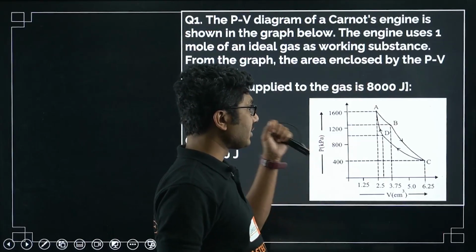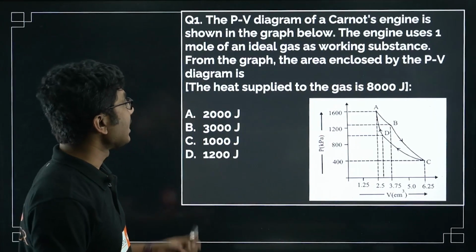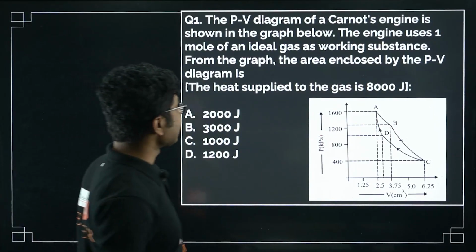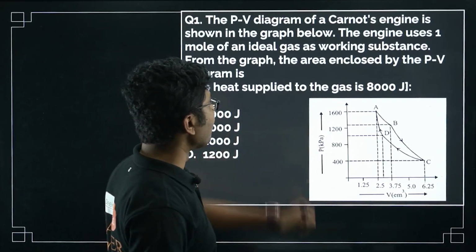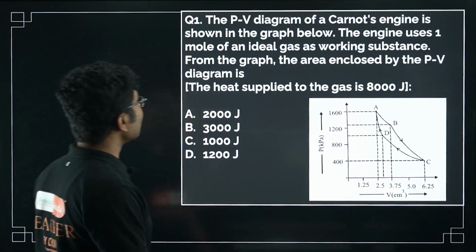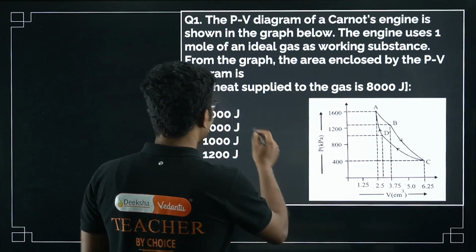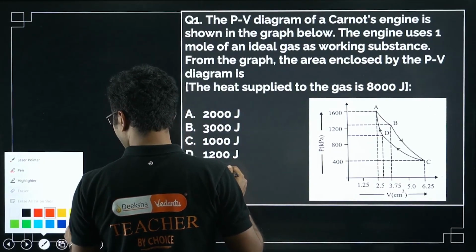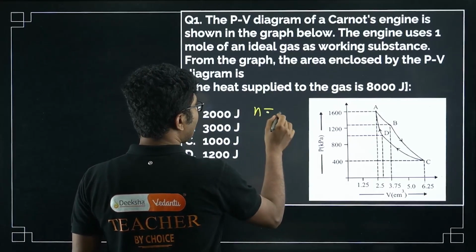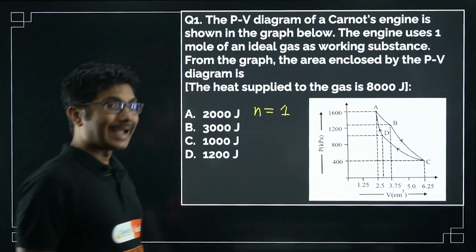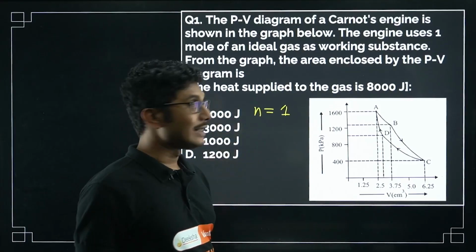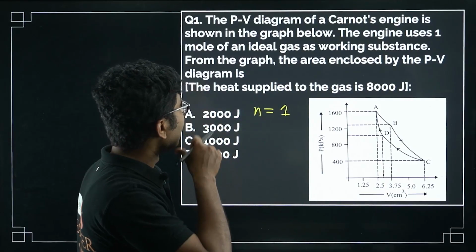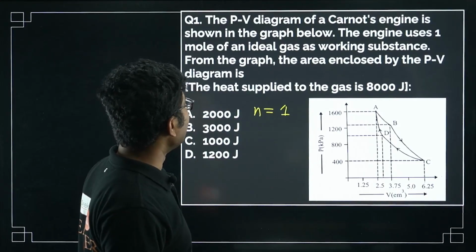For example, this question is from previous year questions. This is a little tricky. Let us understand the question. The PV diagram of a Carnot engine is shown in the graph below. The engine uses 1 mole of an ideal gas. So 1 mole of ideal gas means what is the value of mole number? I write the mole number using n. Some of you use mu. Whatever you are comfortable with, you can write that. So n is 1 as working substance.